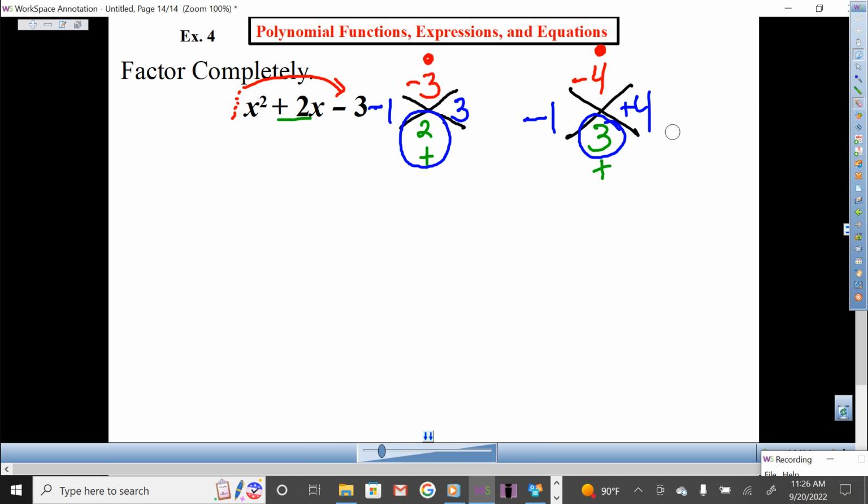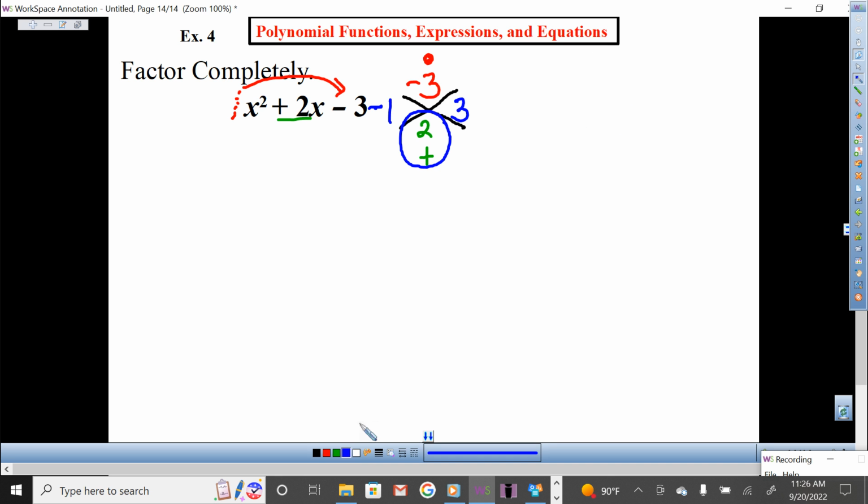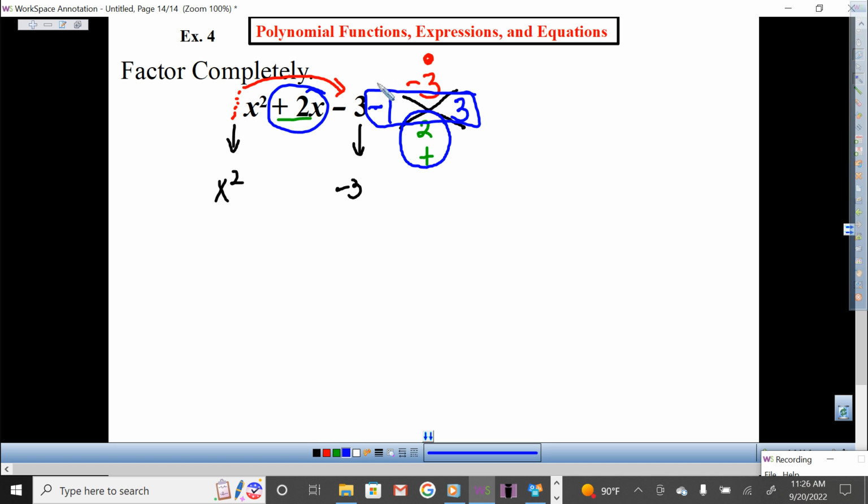So with that said, let me erase this. Let's continue from there. Bring down the first term. Last term. What goes in between instead of 2x? We're going to replace that with negative 1x and positive 3x.